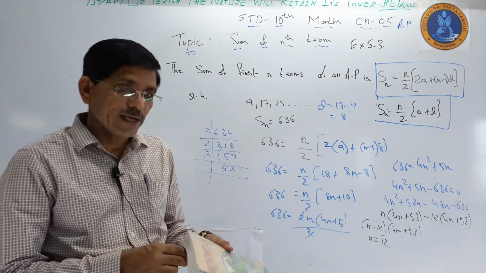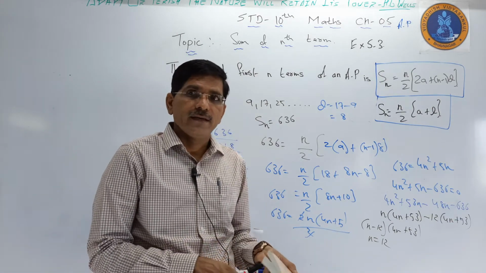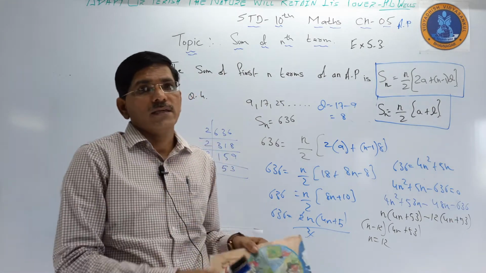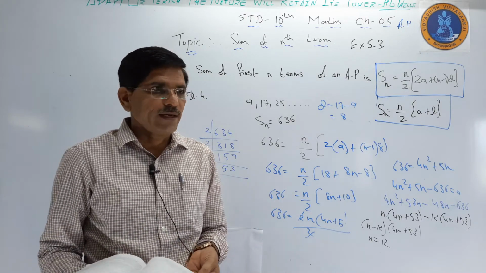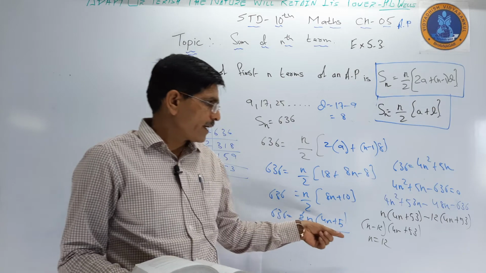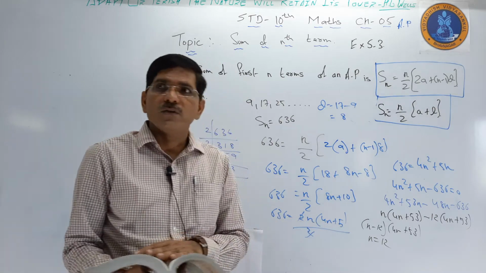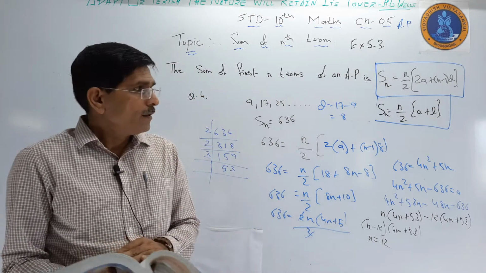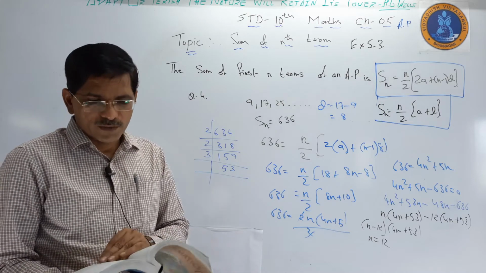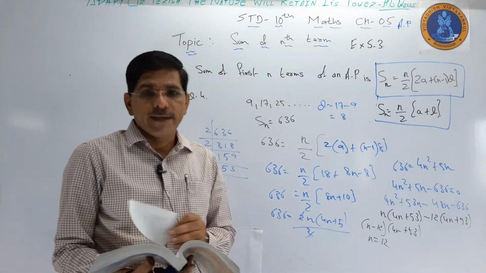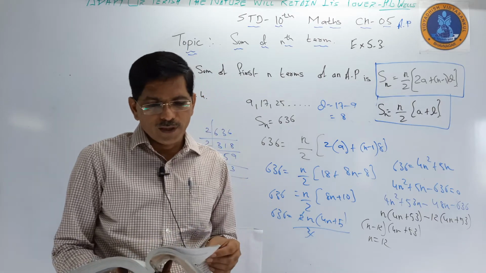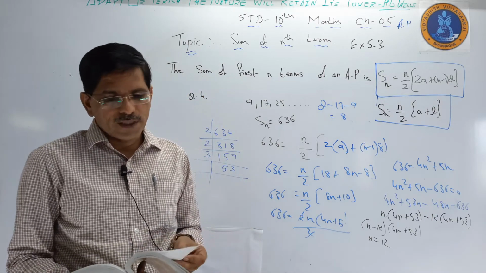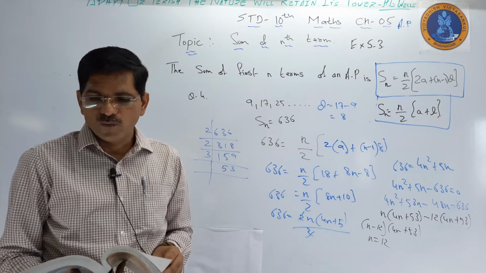So, we can find out n again here when Sn is given to you. We can find out that n is equal to 12. There are 18 or 20 sums. Out of 20, I have already completed question 1 to 4.